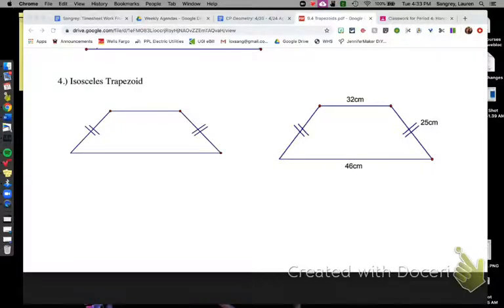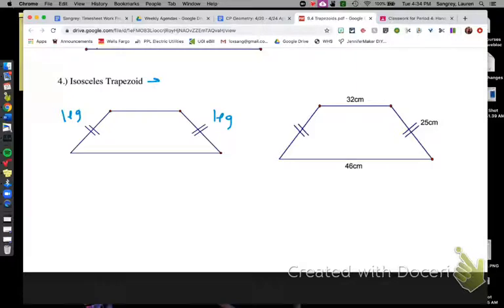This video is for the last part of section 9.4 notes. We're going to focus on isosceles trapezoids today. So the first picture is just an isosceles trapezoid so we can review a little bit. In isosceles trapezoids, the legs are congruent. So you'll know that you have an isosceles trapezoid because the legs will be marked congruent.